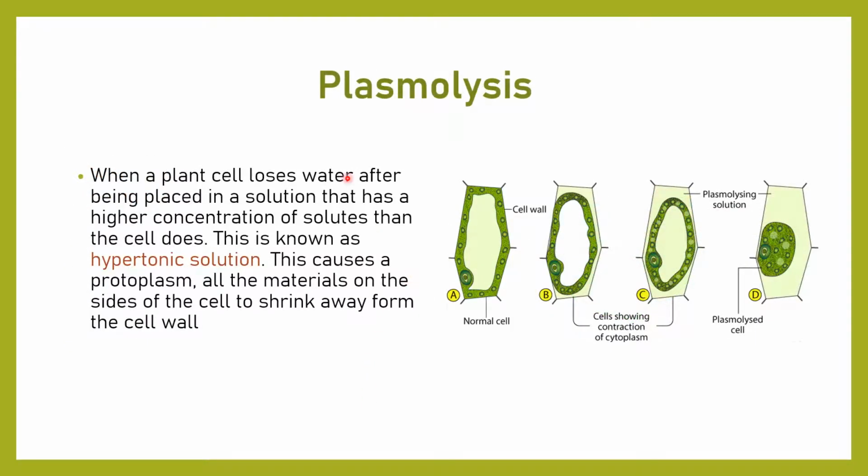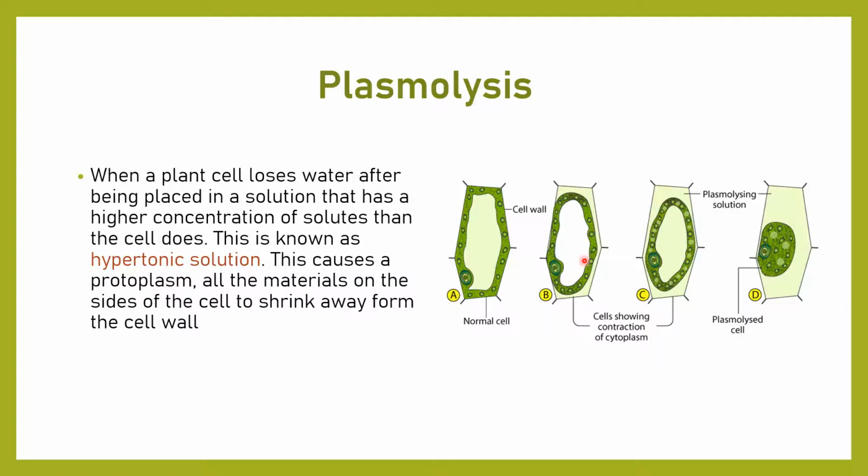Now let's see the process of plasmolysis. It happens when a plant cell loses water after being placed in a hypertonic solution. We have seen in the last slide, when you place a plant cell in a hypertonic solution, what happens? Water molecules inside the cytoplasm of the cell are more as compared to the outside environment. So water molecules move from higher concentration to lower concentration. Because of this, the cytoplasm shrinks, or we can say the protoplasm shrinks.